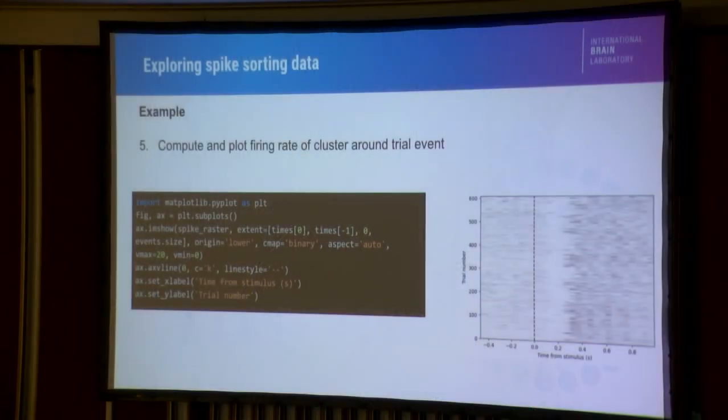To give you a feel of what this looks like, this is the code to plot. I'm not going to go over it, but what you can see is that this raster object has a size of the number of trials, so it's 608 in this particular example on the y-axis. And if you look at the x-axis, you have minus 0.5 seconds before the stimulus onset and 1 second after the stimulus onset. This particular cluster is inhibited by the stimulus showing on the screen.